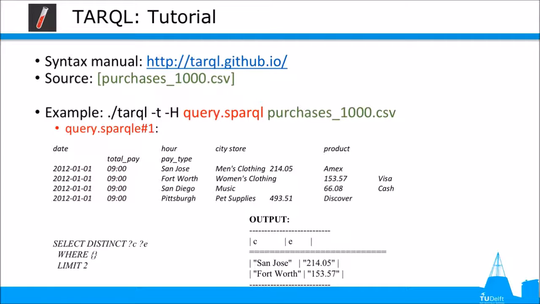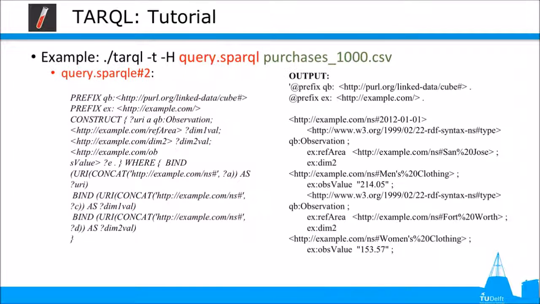For example, we would like to convert this purchase data to RDF. There are date, hour, city store, product, total payment, and payment type. First, we tried the regular SQL script to see whether it works, in which we select city store and the amount the customer pays. The second one is we create the Tarquel script to convert the data into RDF. As you can see, the left part of the screen is the script and the right part is the output or the RDF data.